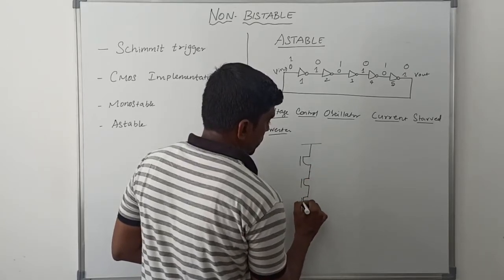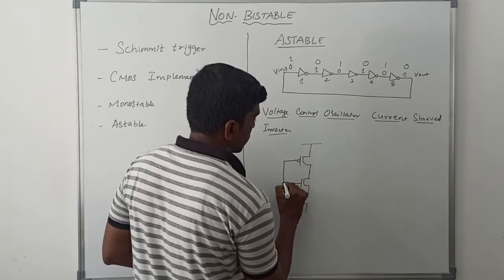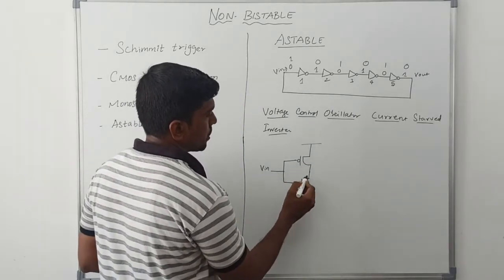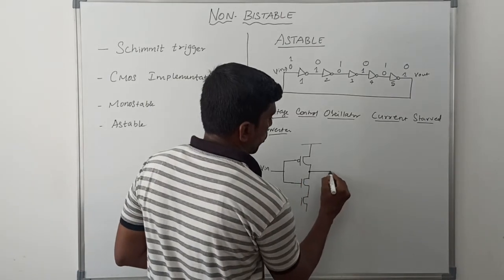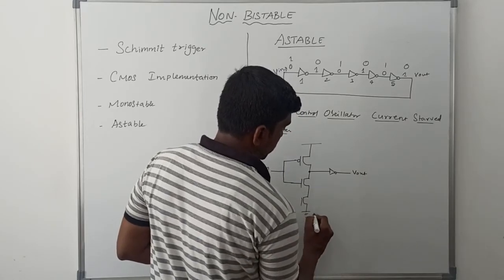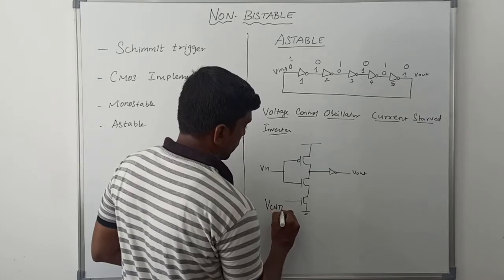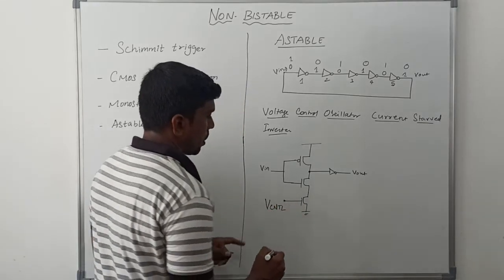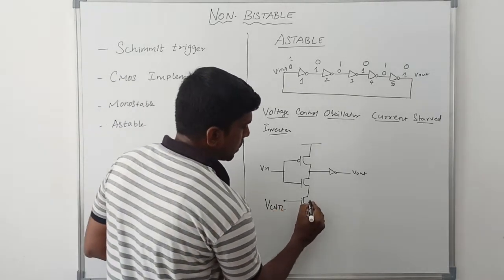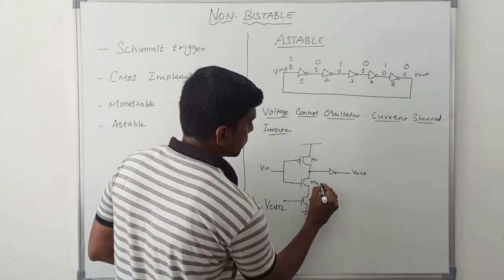In this circuit there is 1 PMOS transistor and 2 NMOS transistors. Vin is connected to the PMOS transistor and the NMOS transistor. The output is taken from here, so it's Vout. This one is Vcontrol, an analog voltage control circuit. The analog voltage is given to the input of this M3 transistor. This is M1, this is M2.